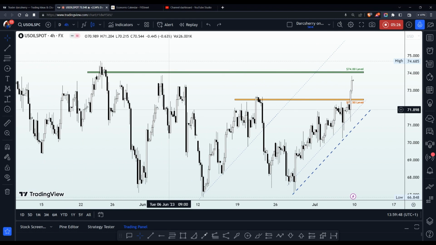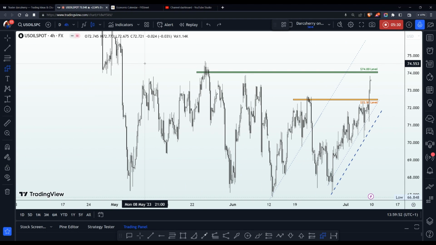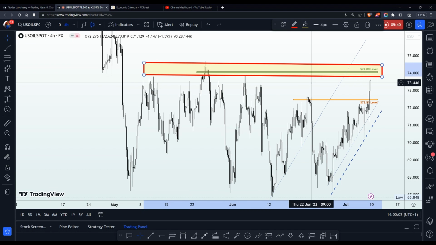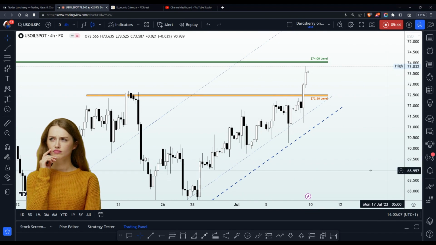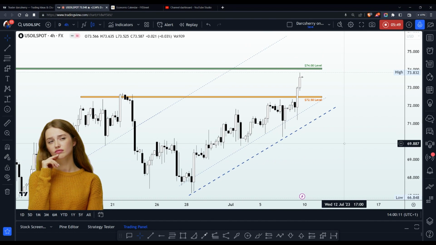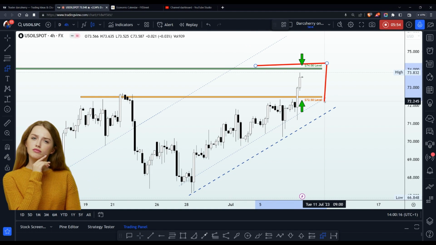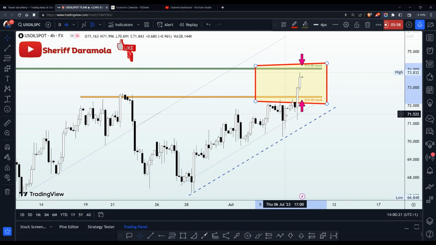Aside from that, we have the $74 area, which happens to be the highest point price action has been in the last couple of months now, and price action appears to be gradually approaching that level. Now, going into the new week, what is going to be our plan based on this simple current market structure? Well, our center of focus is going to be between the $74 level and, of course, the $72.50 area, at least for the first half of the week.